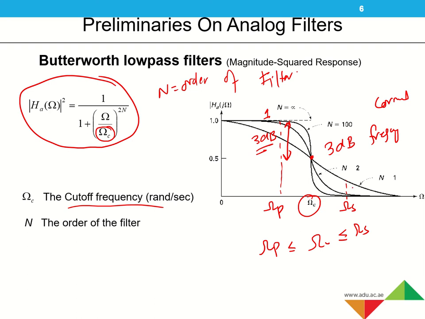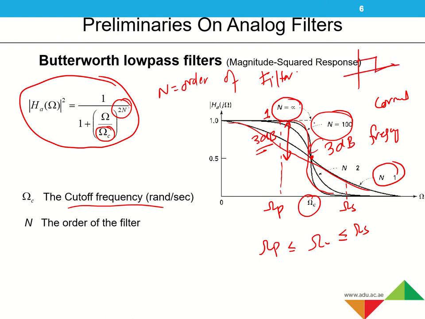If you have a lower order filter, you get a more shallow response like this one. As the order increases, the filter transition becomes sharper and sharper. This is the relationship. If we go for an infinite order filter, a very high order filter, we will get an ideal filter, which will look like this. So these are the characteristics of the design of a Butterworth low pass filter.